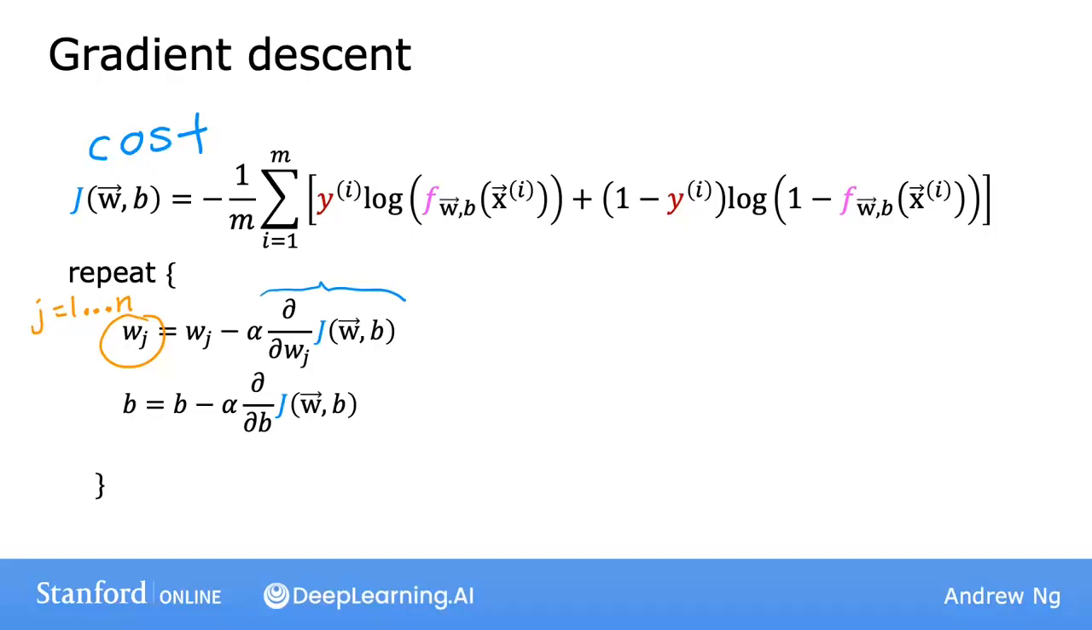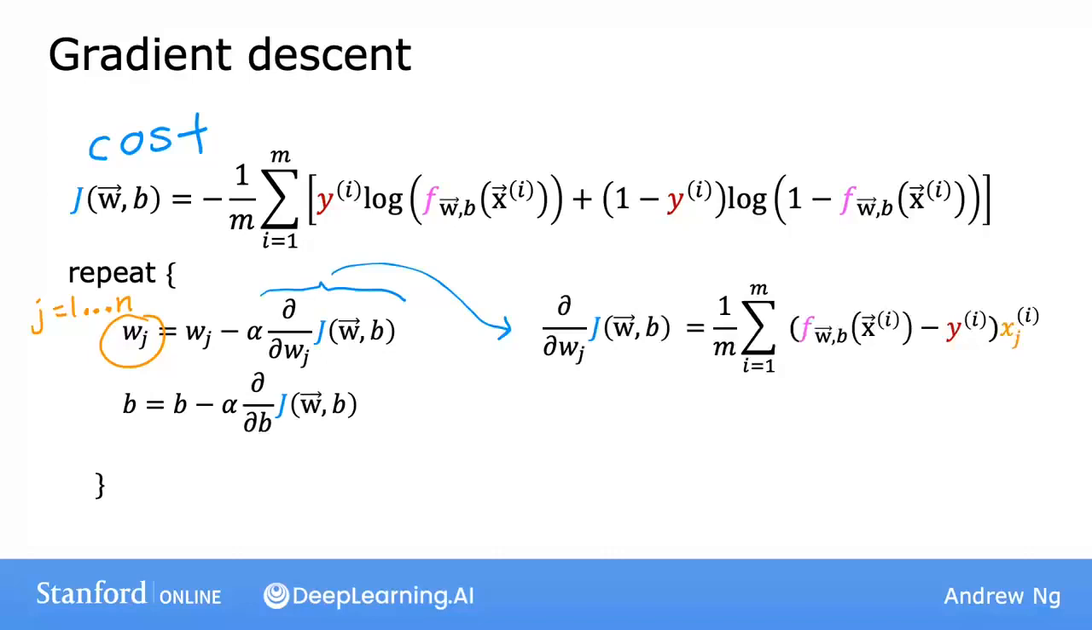If someone were to apply the rules of calculus, you can show that the derivative with respect to Wj of the cost function capital J is equal to this expression over here. It's 1 over m times the sum from 1 through m of this error term, that is f minus the label y, times xj. Here, this x superscript i subscript j is the jth feature of training example i.